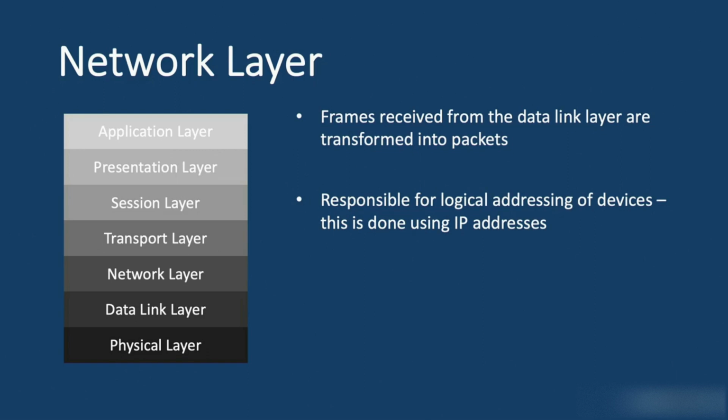So IP addresses, which could be IPv4 or IPv6, are a function of the network layer. We call them logical addresses because they are not tied to a device. You can take an IP address from one device and assign it to another device, which is why we call them logical addresses. While MAC addresses are burnt onto the chip, so we call them physical addresses. So logical addressing is a function of the network layer.